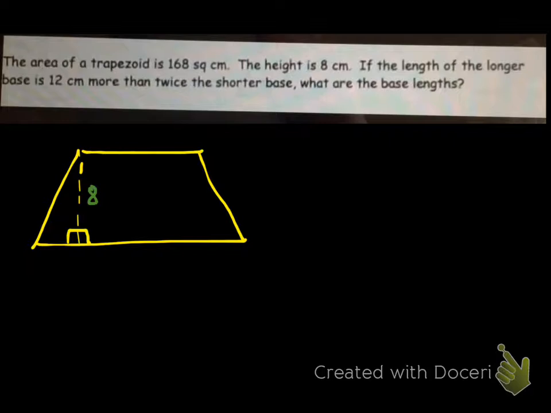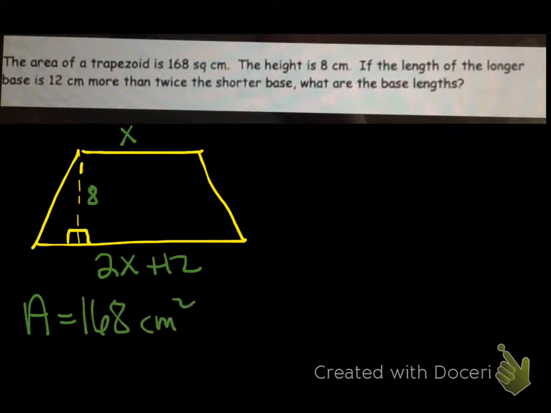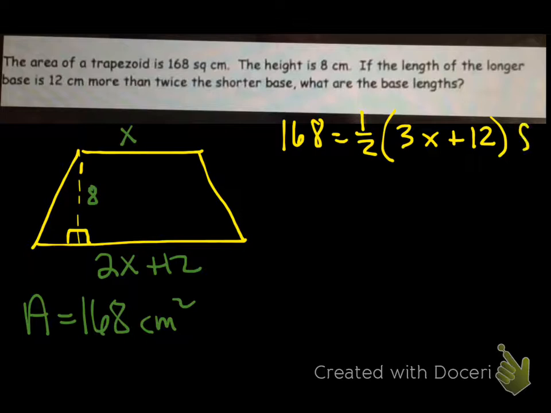Okay, the length of the longer base is 12 more than twice, so we're going to say that this is x. That's our shorter one. The length of the longer one is 12 more than twice the shorter, so 2x plus 12. And the area is 168 centimeters squared. All right, so we're just going to start plugging in what we know. Okay, we know that the area is 168 is equal to 1/2 base 1 plus base 2. So base 1, so 2x plus x is 3x plus 12 times the height, which is 8.